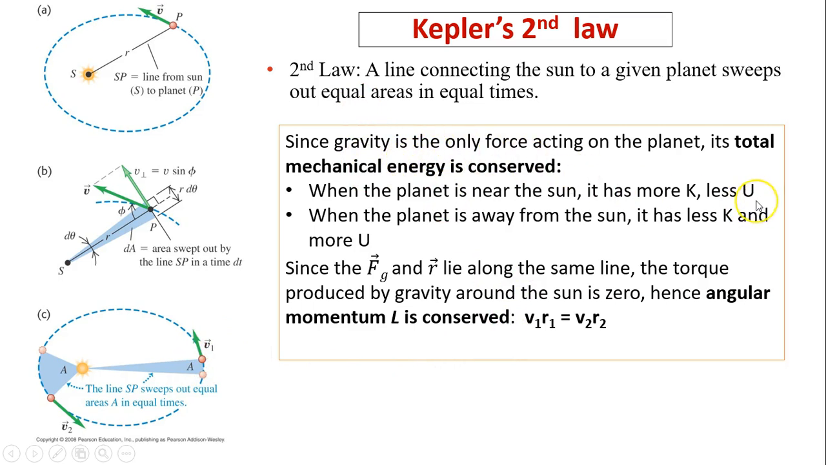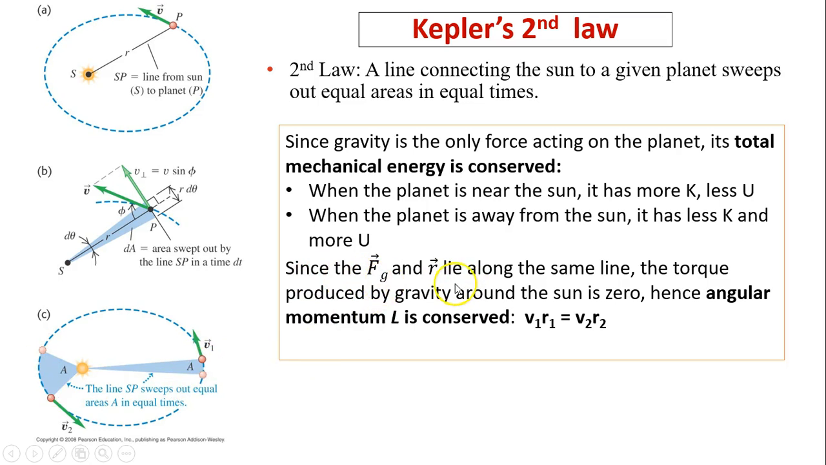Since gravity is the only force acting on the planet, its total mechanical energy has to be conserved because gravity is a conservative force. That means when a planet is near the Sun, it must have more kinetic energy and less potential energy. It has to go faster because the arc has to be longer. When the planet is away from the Sun, it has less kinetic energy and more potential energy. That means over here it has to move faster, over here it has to move slower.